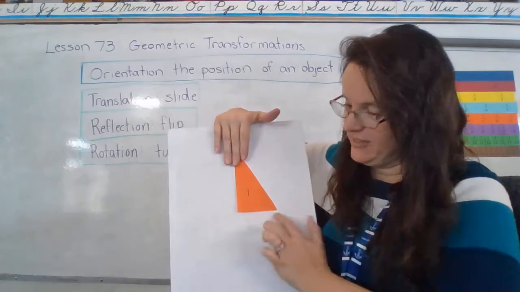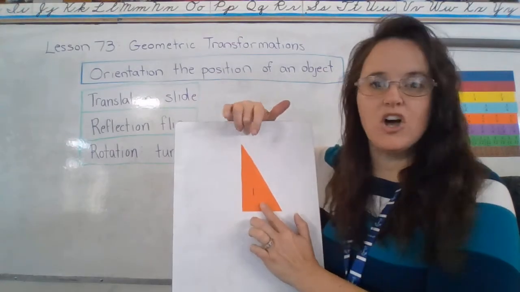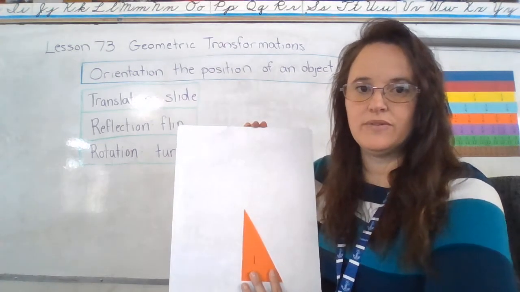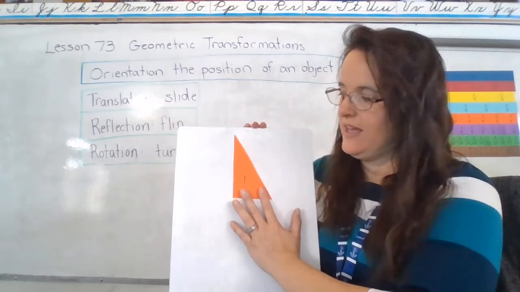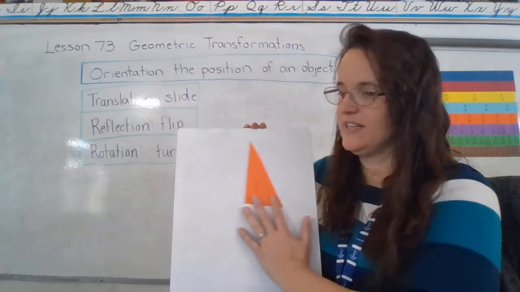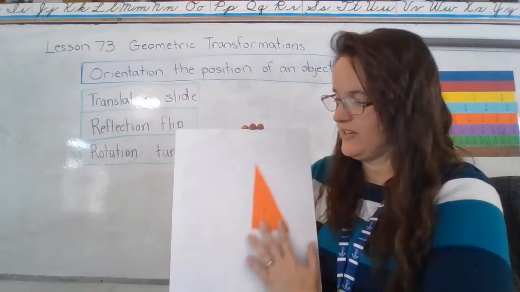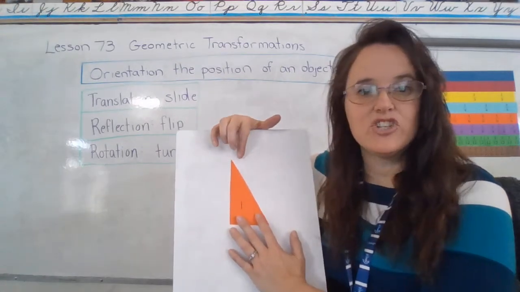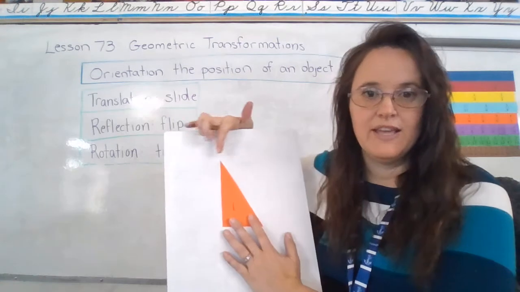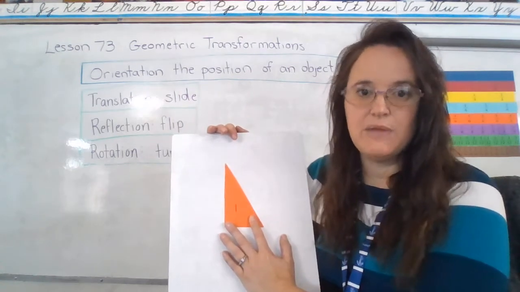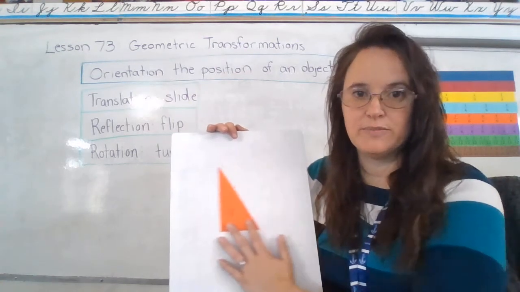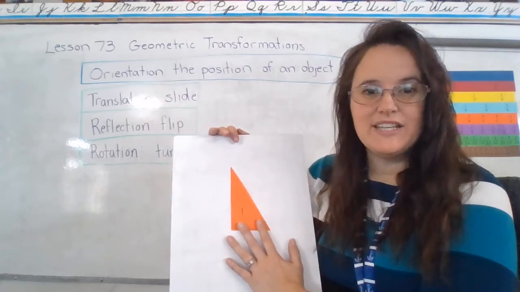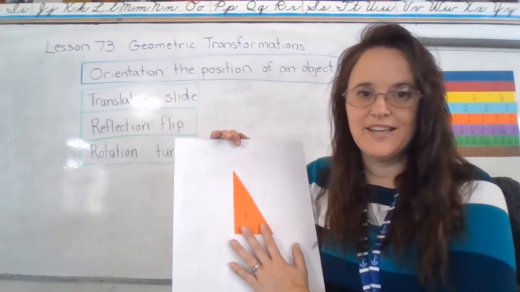I have mine sitting on the short side with the tall side pointing to the sky, and I can translate down, I can translate up, I can translate to the left, to the right, I can translate diagonally, but my triangle does not change its orientation. It still is situated the same way on the page. The location just moves.